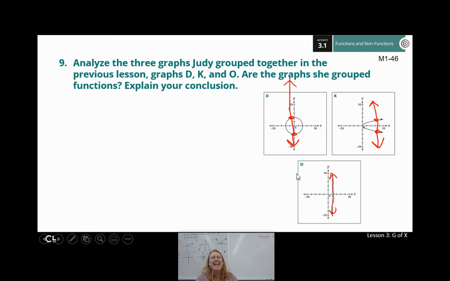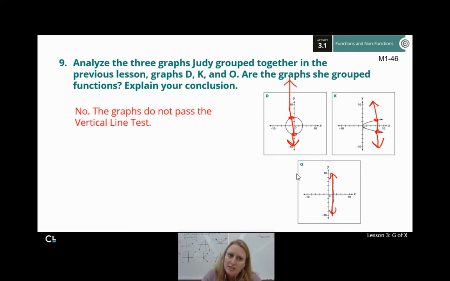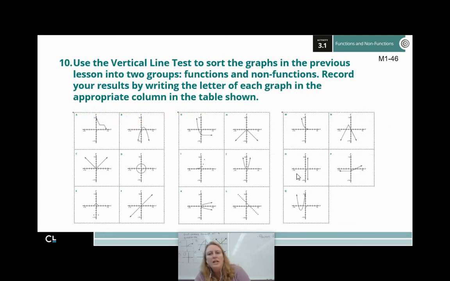Fail, fail, fail. These are not functions. None of these are functions. These graphs do not pass the vertical line test. They're not functions.